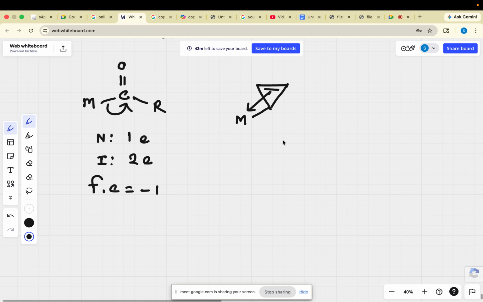Okay. So now tell me, in neutral method, how many electrons are there? Ionic method, how many electrons are there? 3 and 4. So neutral method, you will get 3 electrons, right? Okay, fine.